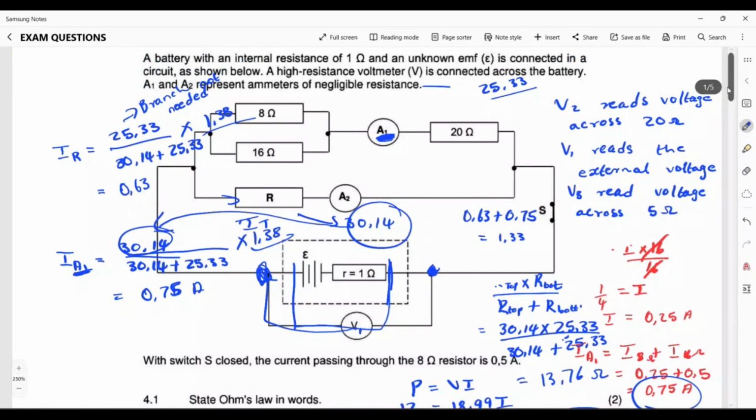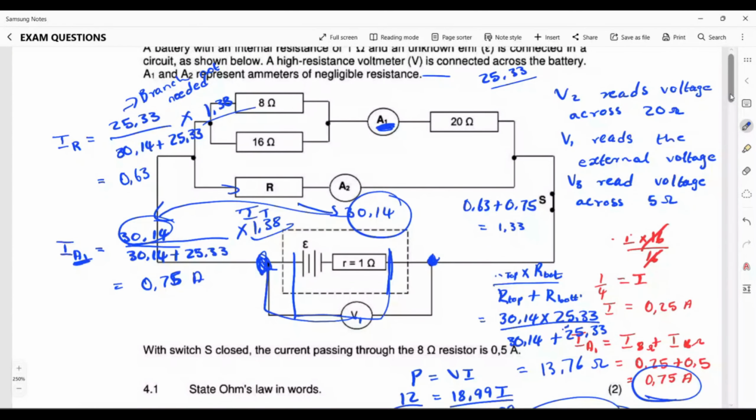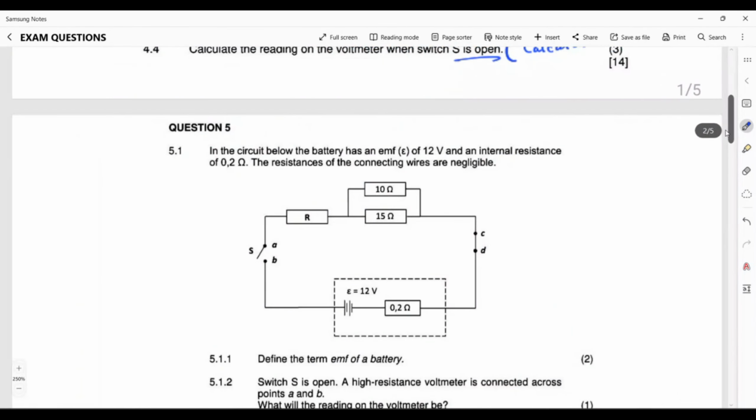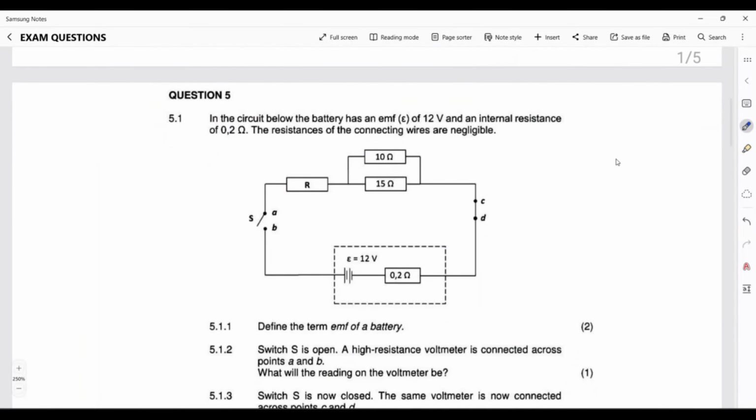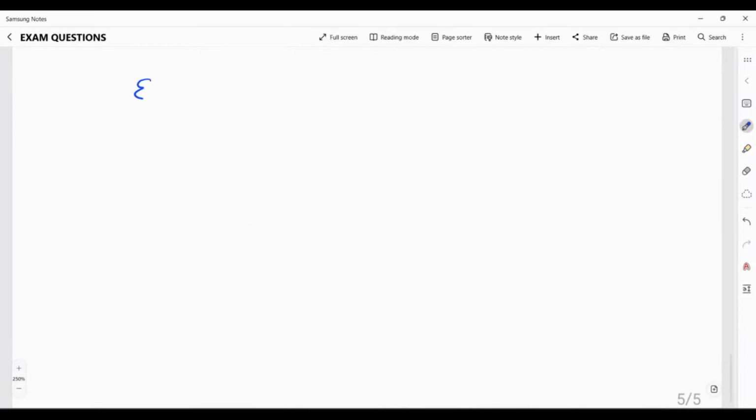Yes. Can you please explain the difference between EMF and V internal? Okay. All right. So the EMF, okay, let me start here. The EMF, this is the maximum energy provided by the battery.